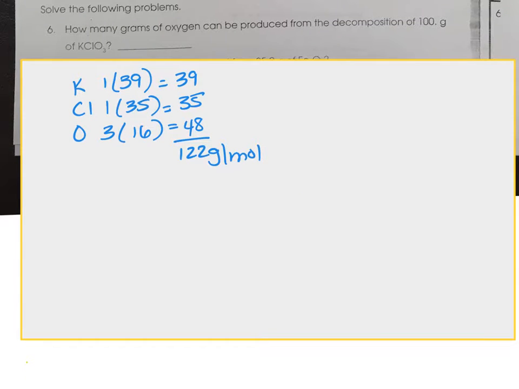All right, just like always, we start this question number 6 with calculating the gram formula mass. Now let's discuss what this question is actually asking us. It's asking us how many grams of oxygen can be produced when you decompose. Decompose is another way to say break down 100 grams of KClO3. So there's going to be 3 parts to this KClO3.